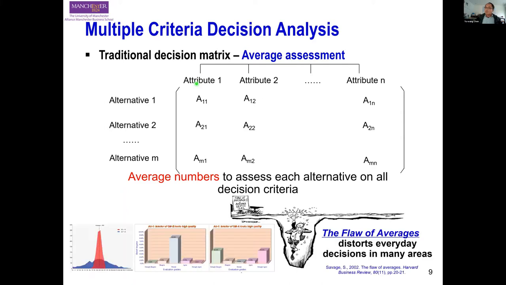However, it's important to bear in mind that the same average number can be associated with different distributions. For these two continuous distributions, the average is the same. For these two discrete distributions for quality assessment, the average is also the same. Although the average is the same, the distributions capture different types of information. So it means the flaw of averages can distort everyday decision making in many areas.